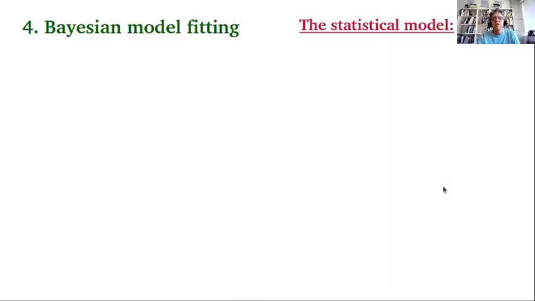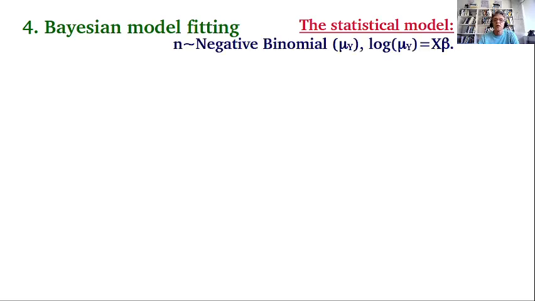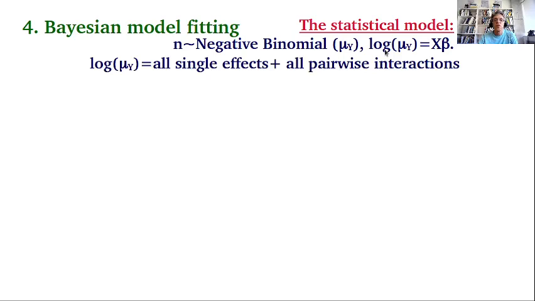For the Bayesian model fitting, I'm going to cheat a little, in that I did not carry out, neither in the book nor here in the video, the Bayesian model selection. This should be done using the LOO package, as was done in previous videos. So I'm going to start with the statement that the response variable has a negative binomial distribution with the parameter mu and the parameter phi, which I forgot to put, and the log-link function. I'm going to include here all single effects and all pairwise interactions for this model.